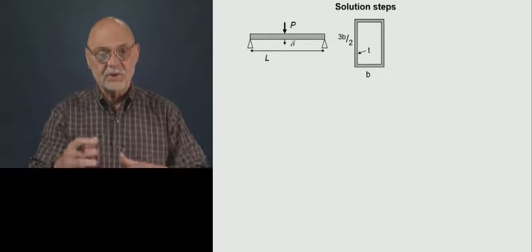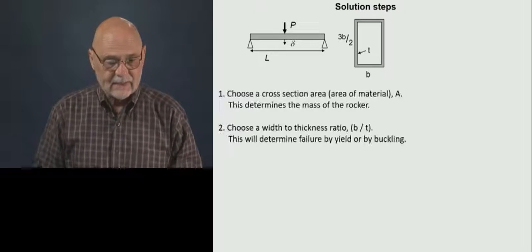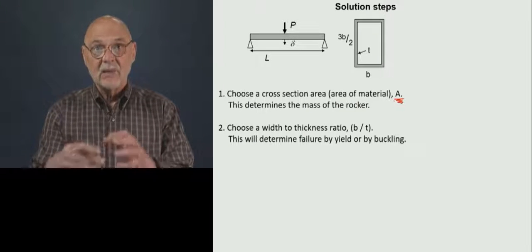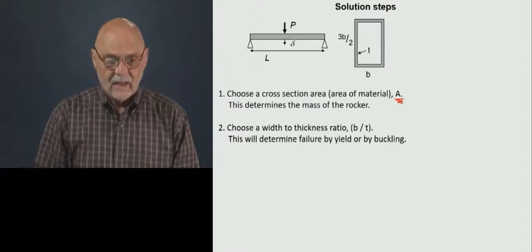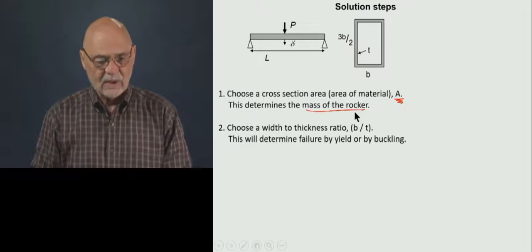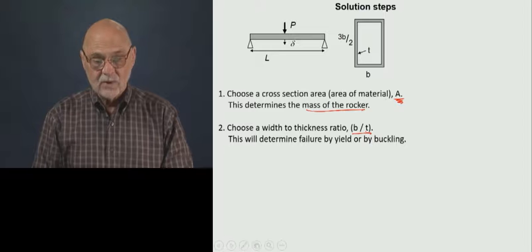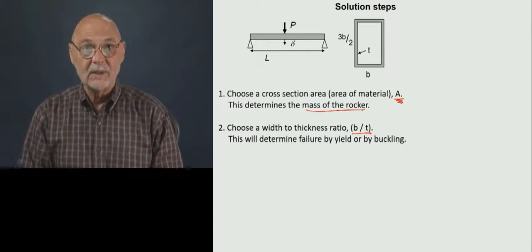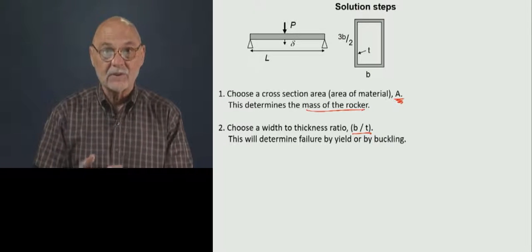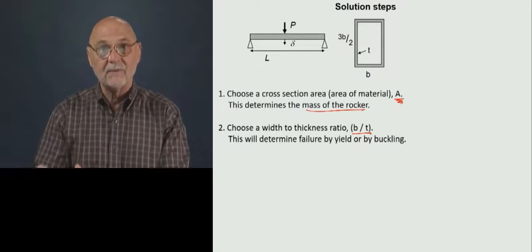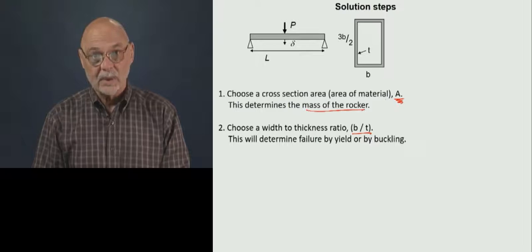So here's the solution steps that we'll be using. First of all, we're going to choose a cross-sectional area. That tells us how massive the beam is, which determines the mass of the rocker. And then we're going to choose a B over T ratio. The reason we're using this as an independent variable is that if it's below 60, we know that the failure mechanism is yield. If it's above, we know the failure mechanism will be plate buckling.